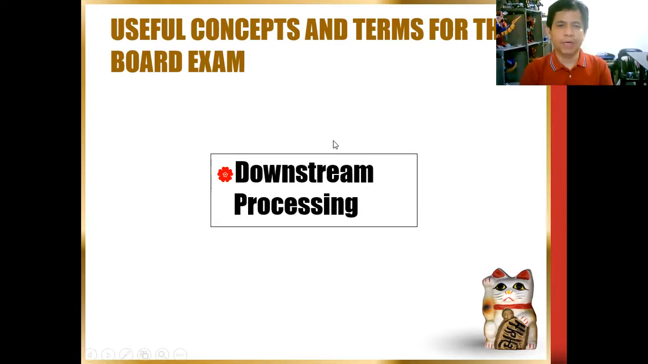Ano ibig sabihin ng downstream processing? Downstream processing refers to purification of product. So, ano ba yung examples nito? Halimbawa, distillation column, filtration column, centrifuge, ano pa? Chromatographic column. No? Basta purification. This refers to the purification of the product.